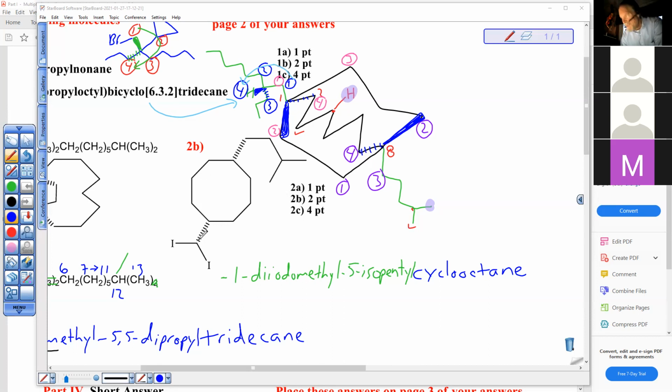But you can tell me that these 2 groups are on the same side of the ring by using what little prefix in front? Somebody said it. Cis. Yes. Oh, my pen turned off. I talk too much, my pen turns off. Cis. Yep, that's worth 3/4 of a point for knowing that they're cis when they're on the same side.